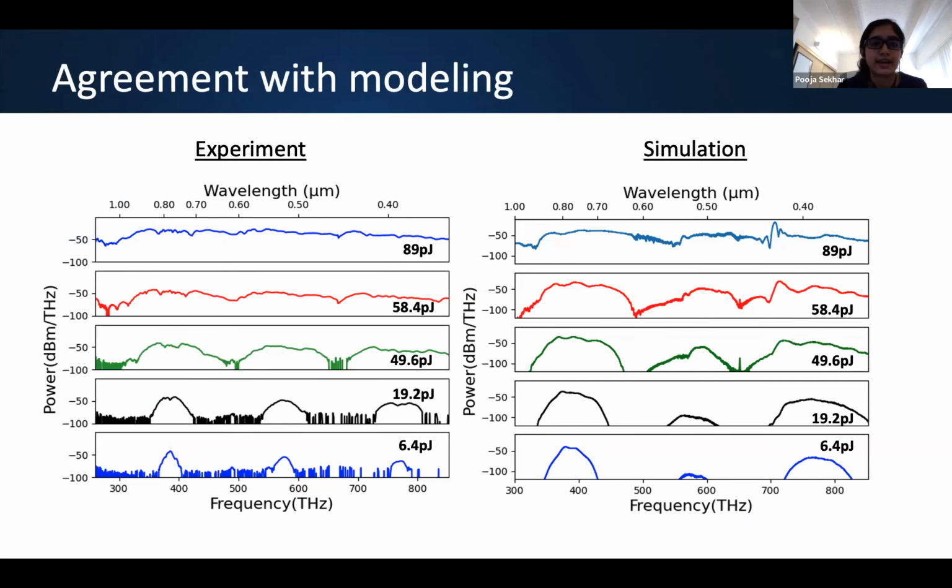This slide shows the agreement between the experimentally observed supercontinuum spectra from the lithium niobate and our simulation results. This shows quite good agreement at various pulse energies coupled into the waveguide, ranging from 6.4 picojoules to 8 to 9 picojoules. And we can see that we need approximately 90 picojoules to get this continuous spectrum spanning several octaves. If the pulse energy is lower, there are gaps between the harmonics.